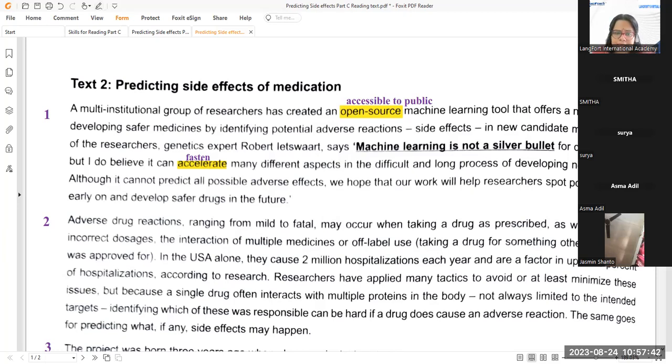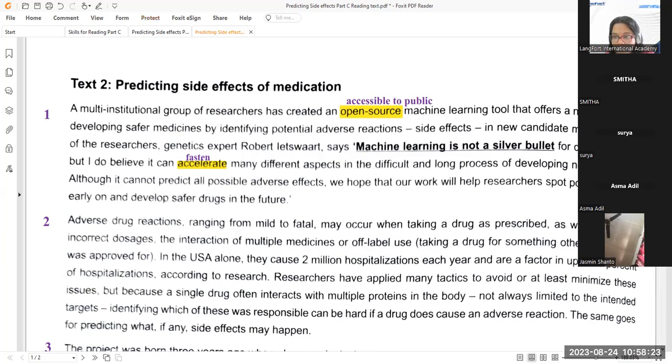So he says that machine learning is not a silver bullet. What we have just come up with is not a perfect solution for discovering or inventing drugs. But he believes that this method, this tool can speed up the difficult and long process of coming up with new medication. So it's not a perfect solution to come up with new drug discoveries. Rather, it can speed up the whole process. But it's not a complete solution. It's not a silver bullet. Okay, all right. Next last sentence, Surya.